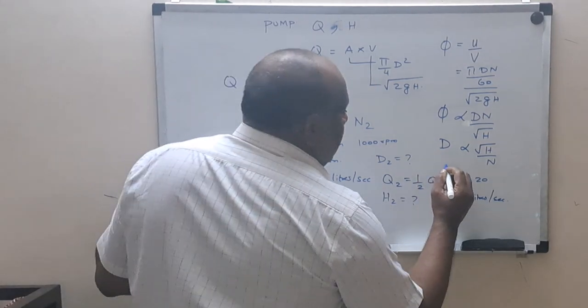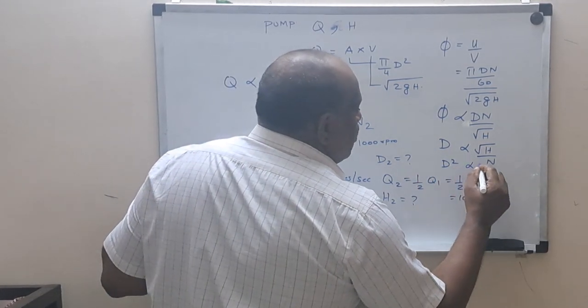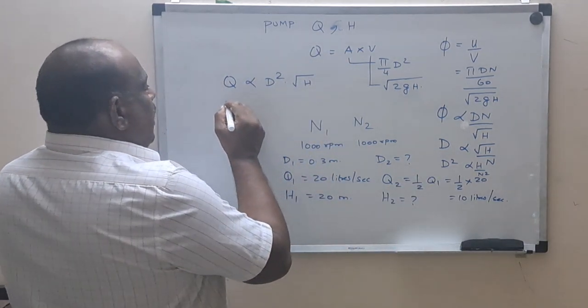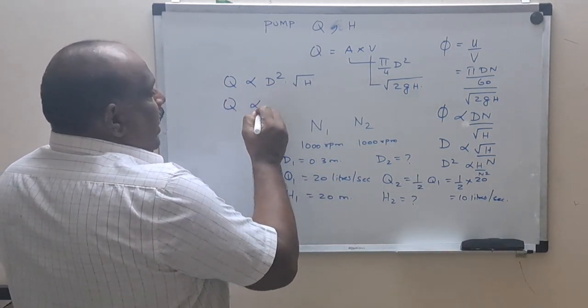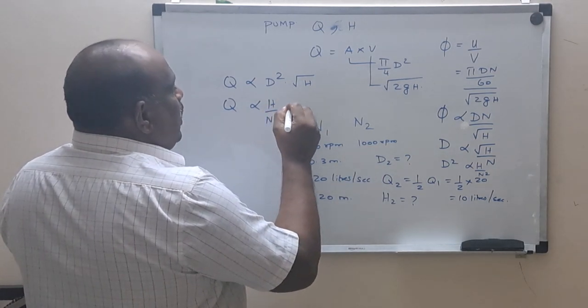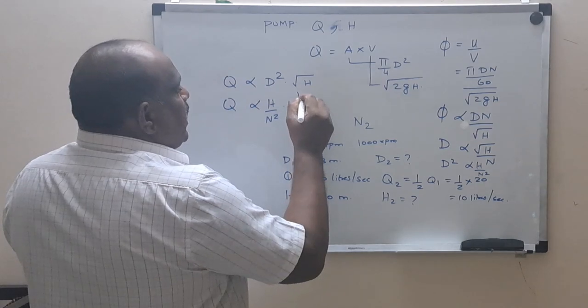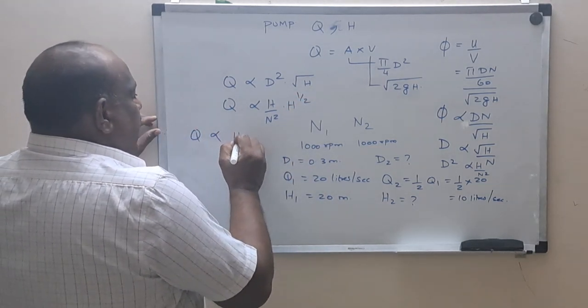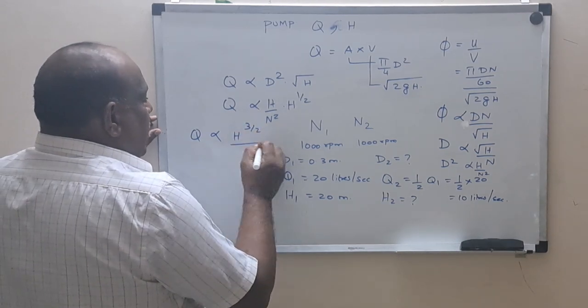From this, what is d squared? D squared is directly proportional to h by n squared. H by what? N squared. So now instead of d squared, I can put what? H by n squared into square root of h, which can be written as h power half. So I can write q is directly proportional to h power 3 by 2 by n squared.